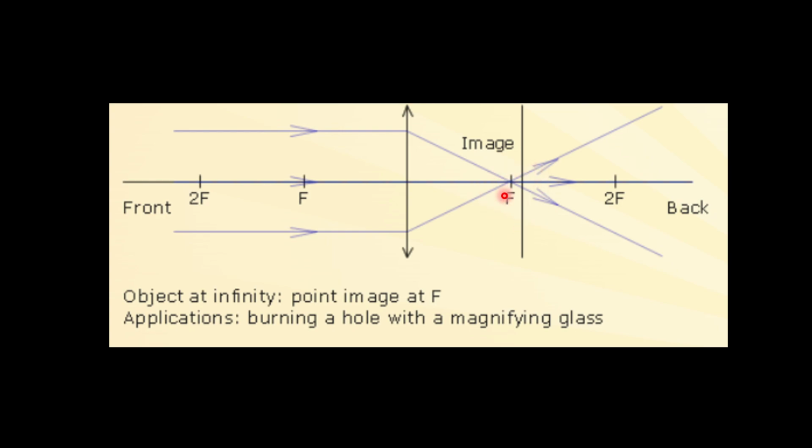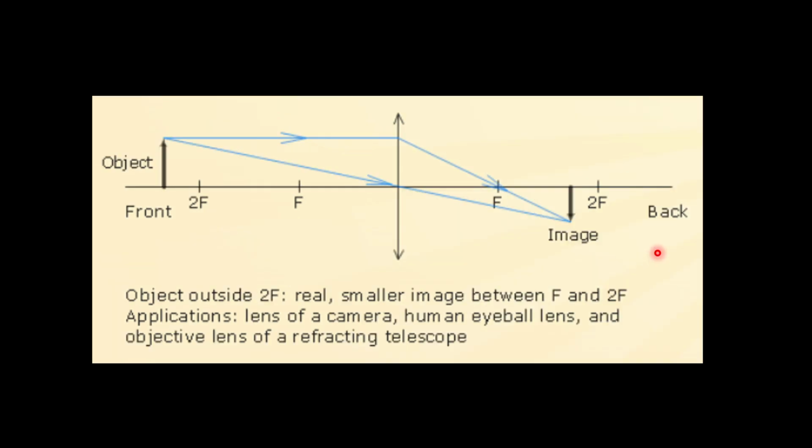Now you always need to know 3 things in a ray diagram, which is N, P, S: the nature, the position, and the size, which is what they can ask you in your examination. Let's move on to case number 2, when the object is beyond 2F.